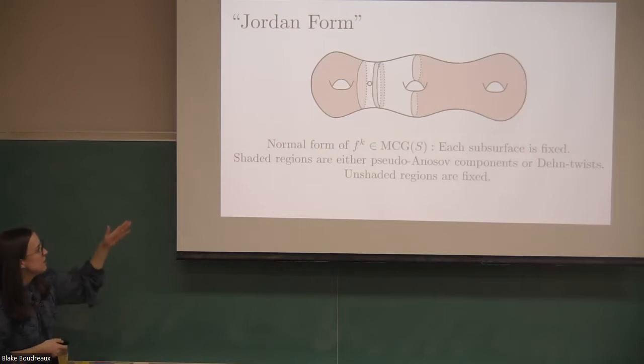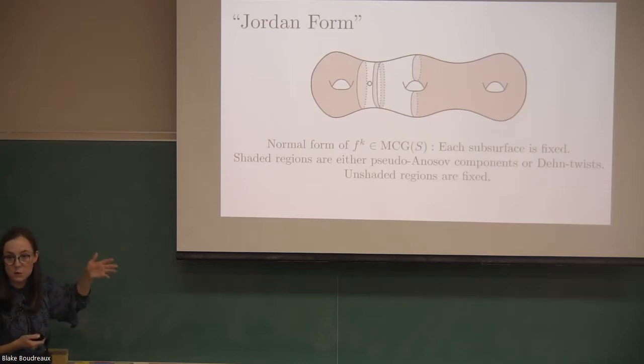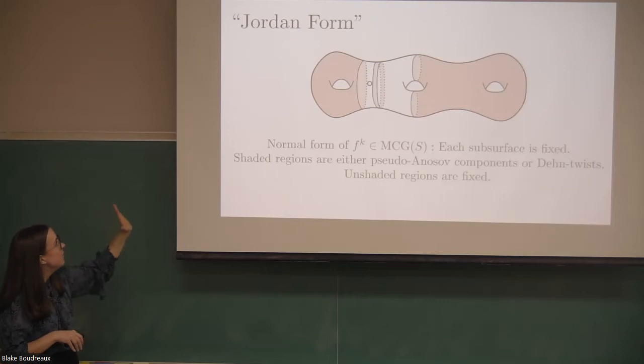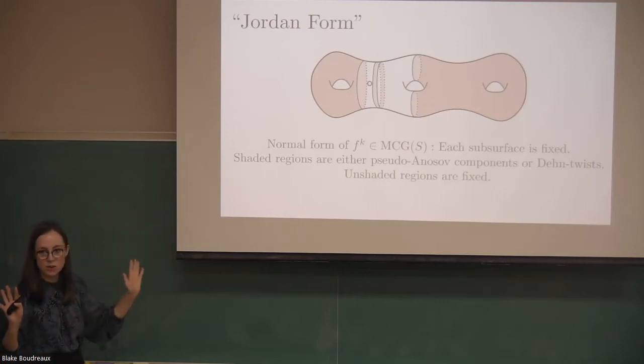So when each subsurface is fixed, you're going to get that it splits into different pieces. You'll either get the shaded pieces, which are going to be either pseudo-Anosov components or Dehn twists. And you can actually pick out the Dehn twists because the Dehn twists are the objects that lie in these annular regions. So they're just neighborhoods of a curve. The other pieces that are unshaded, they're just fixed. There's nothing happening there. So the nice thing about mapping class elements is you can always think about them as having this Jordan form.